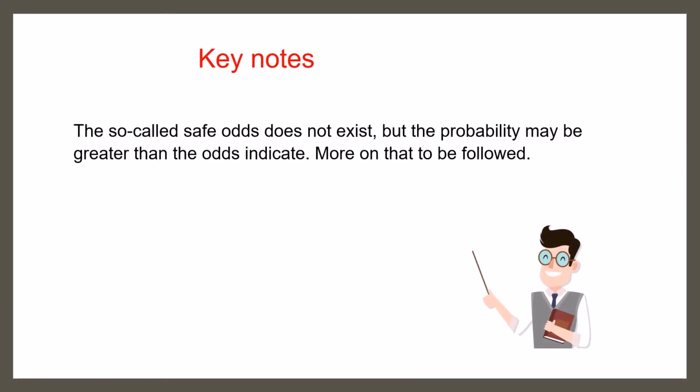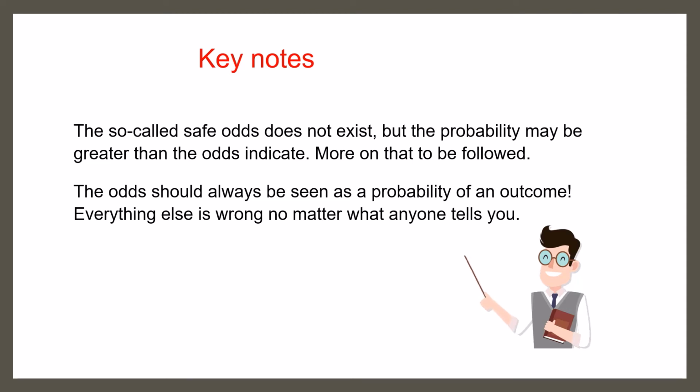The so-called safe odds does not exist, but the probability may be greater than the odds indicate. More on that to follow. The odds should always be seen as a probability of an outcome. Everything else is wrong, no matter what anyone tells you.